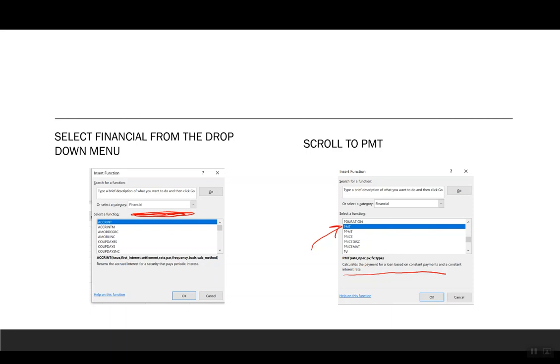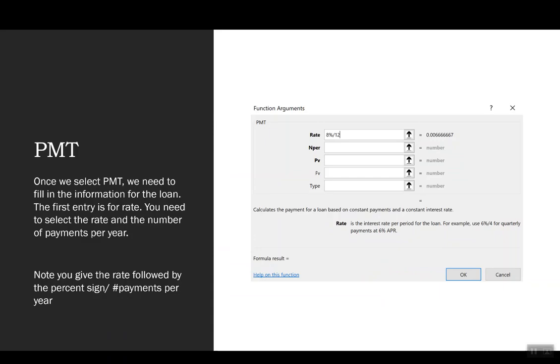And then it tells you the things it's going to need to know, the rate, the NPER, PV, FV, and type. And I'm going to show you all of those. So the first thing it needs is the rate. So for the rate, you have to put in the interest rate and then you divide by how many payments you're going to make a year. So note that you have to put the percentage in. So see how I put 8% over 12? And if you ever forget, it gives you, again, in the explanation, what to do. So that's the first thing I do.